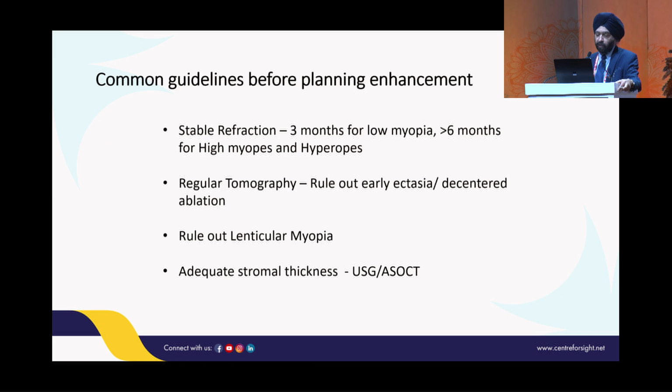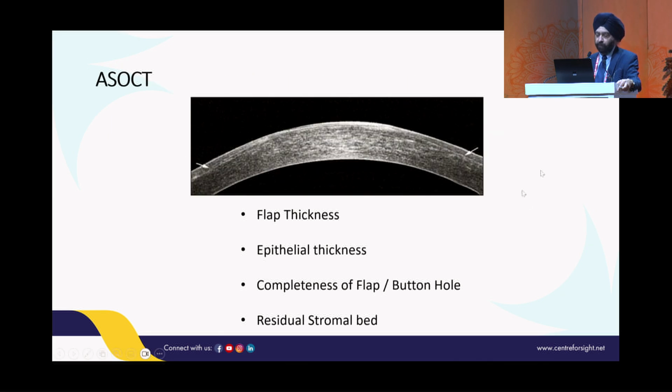When you want to do an enhancement, you have to wait 3 months, maybe 3 to 6 months. Regular tomography with stable refraction is important. The AIOS-OCT is a good tool where you can make out the flap thickness. At the end of the day, you have to know the residual bed thickness, how much correction you have to do, and how much the residual bed thickness would be after the correction. If the flaps are very thick, like we had earlier with the Hansotome, you can do a surface ablation in these cases.